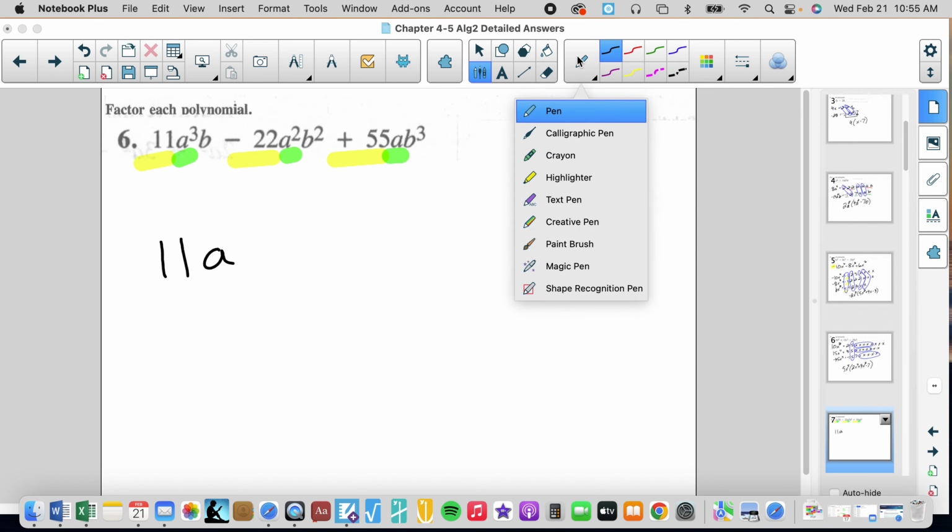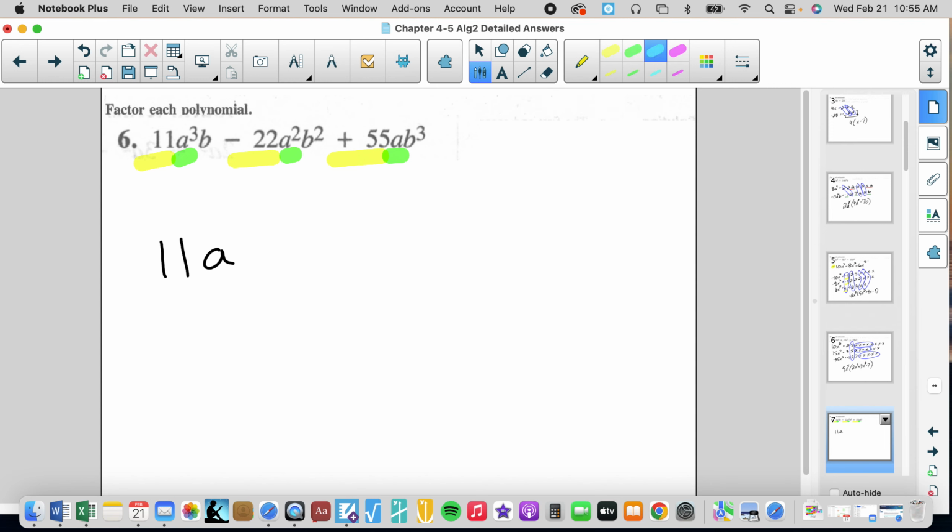Now let's look at the b's. I have b to the 1st, b to the 2nd, b to the 3rd. I can't take more than the least. So my smallest is b to the 1st, so I can only pull out b. That's my greatest common factor.